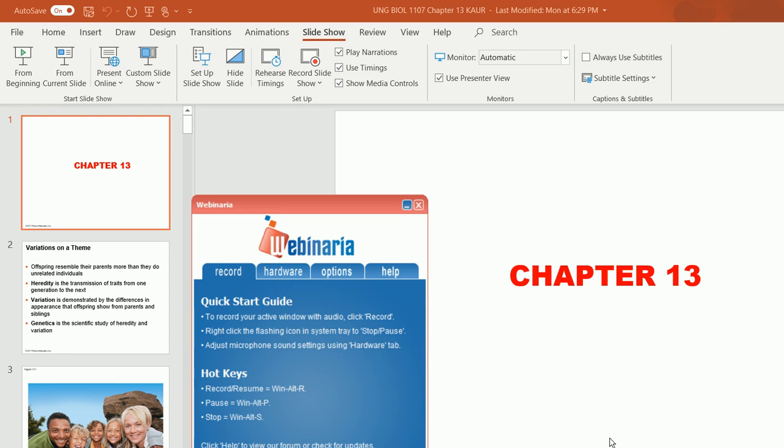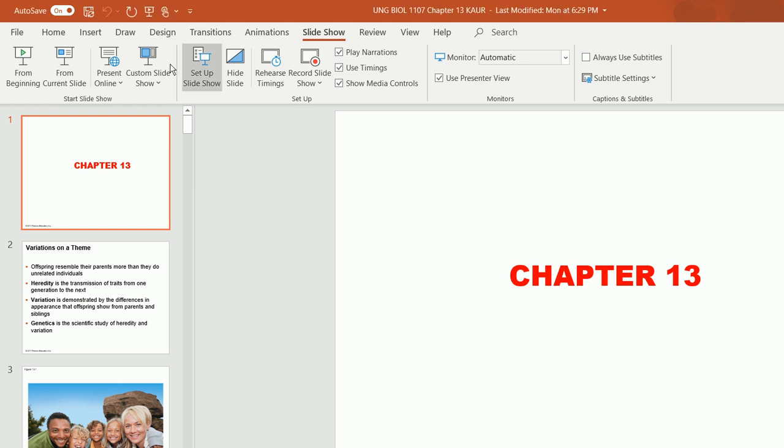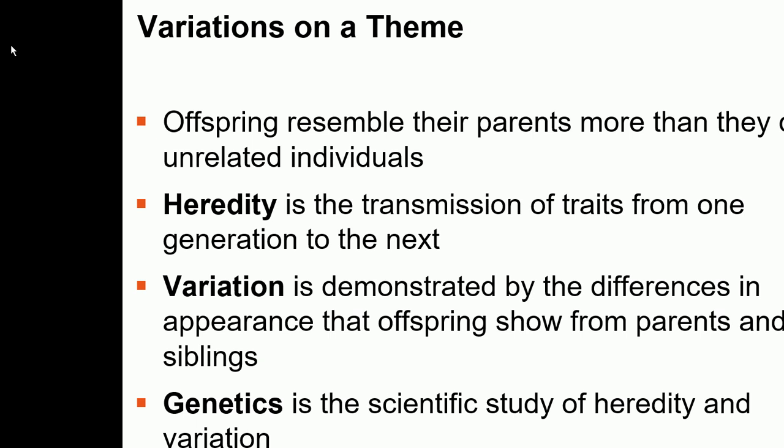Let's discuss chapter number 13. Chapter number 13 is about another cell division, meiosis. In chapter number 12, we discussed mitosis. Now we are going to discuss meiosis. In this chapter, I'm going to talk about the differences between mitosis and meiosis, so we are going to focus on that.